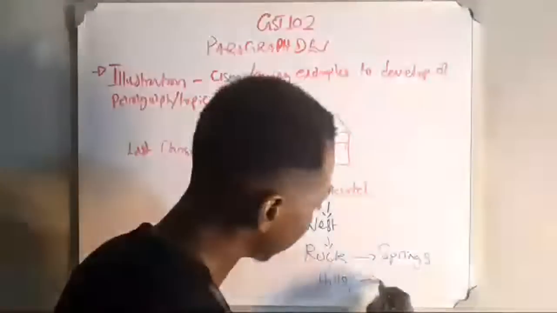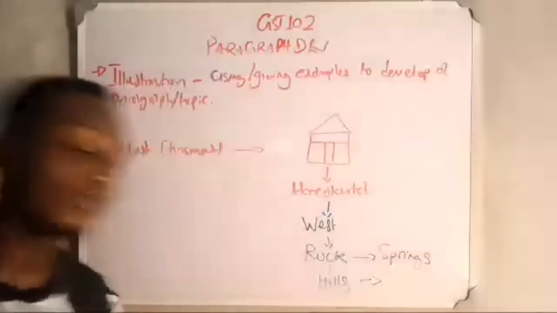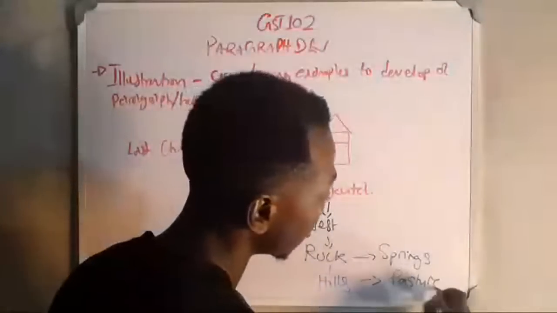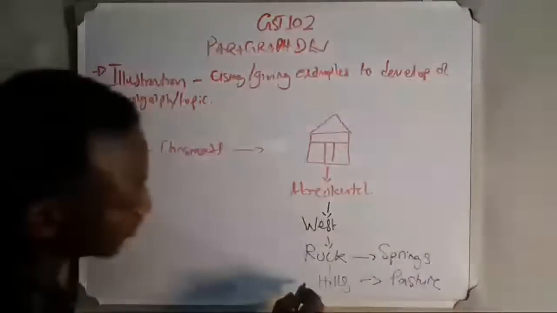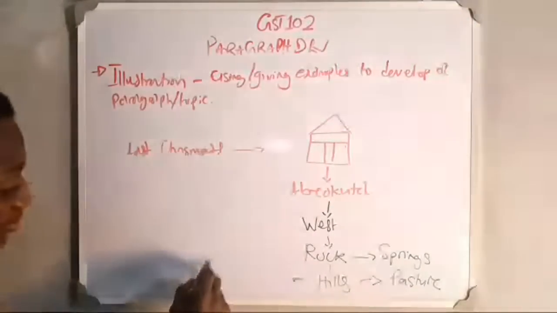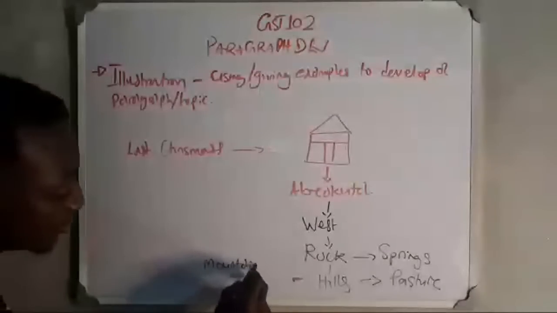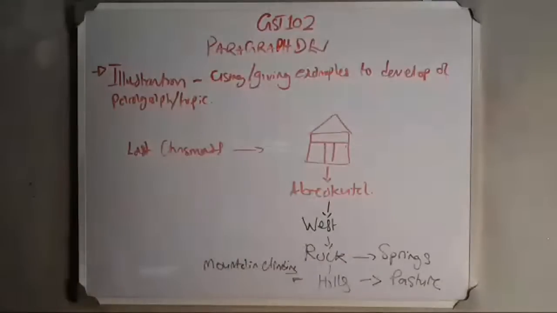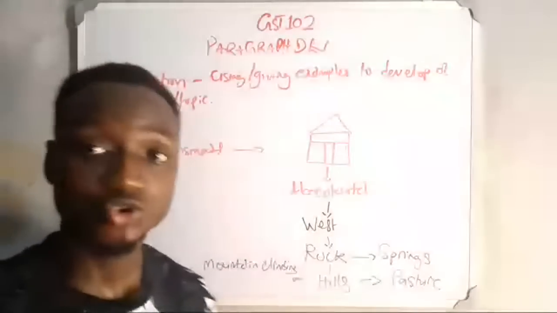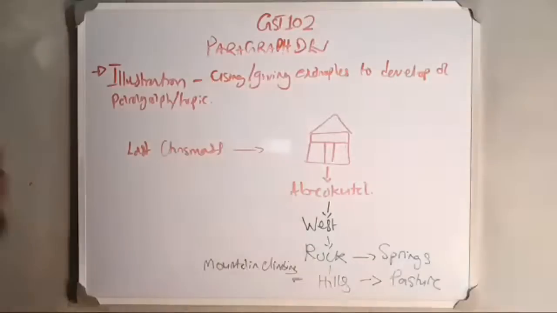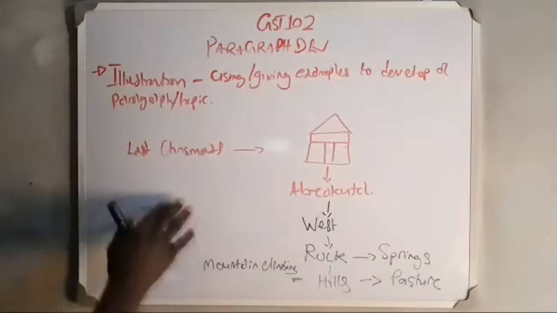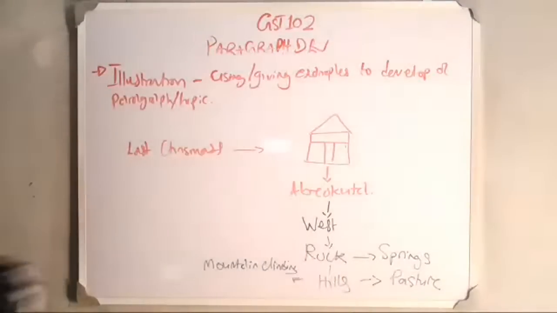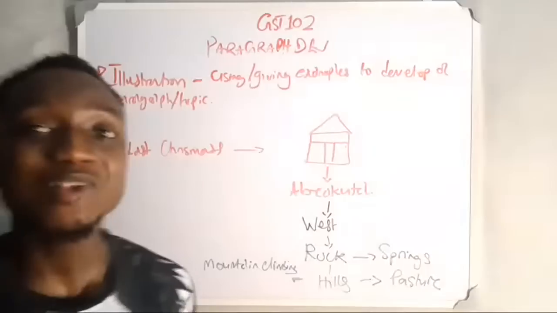We also have, what else? We have pasture. We have mountain climbing. Now we are trying to talk about how you can use illustration to develop a paragraph, or to develop a topic. The topic here is where you spent your last Christmas, which happens to be Abeokuta. How can you explain to somebody what Abeokuta is?